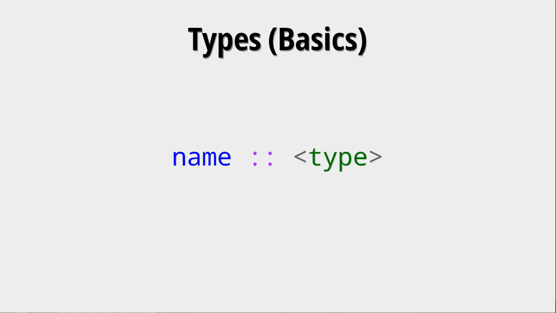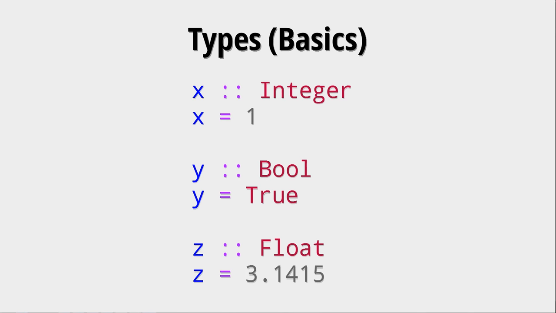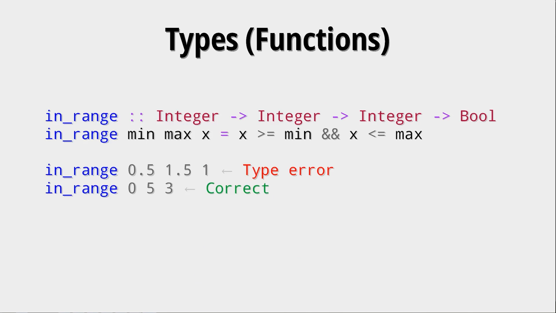Okay, so let's look at types. Every value in Haskell has a type, and that type is strict. So let's look at how they are defined. You have the name of your value, then two colons, and then the type. So let's look at some examples. For example, here we have the types for x, y, and z, which are an integer, a bool, and a float. There are many different data types, and you should look at them on Haskell.org, for example.